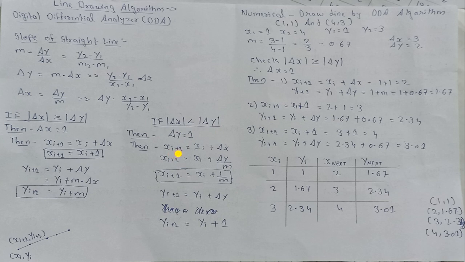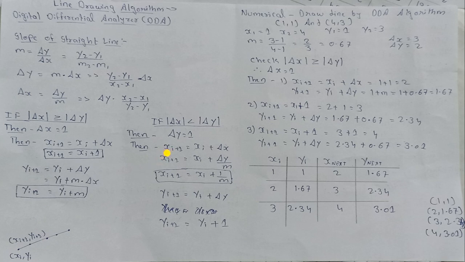So xi plus 1. As I just told, the first xi and yi values are already given, so we have to find the next points. xi plus 1 equals xi plus delta x. Why have I taken xi? Because when we find this point, we have to take the previous point as the current point. So when we find the next point, we take the previous point as the current point.